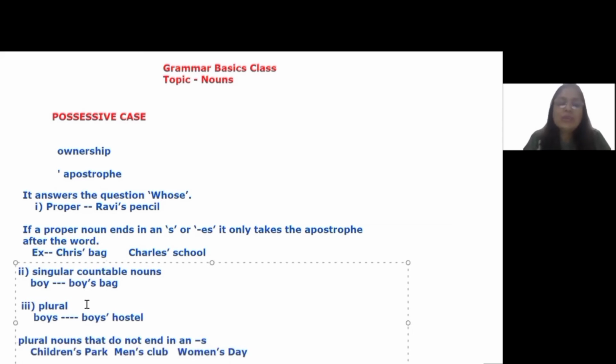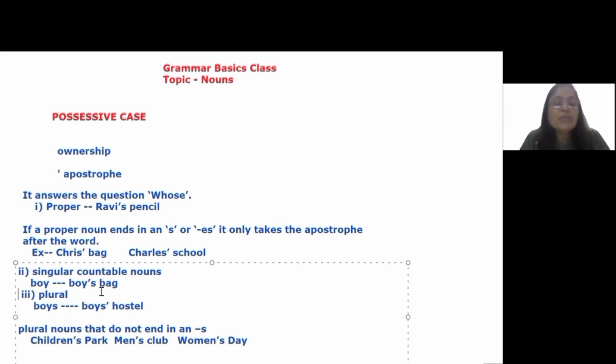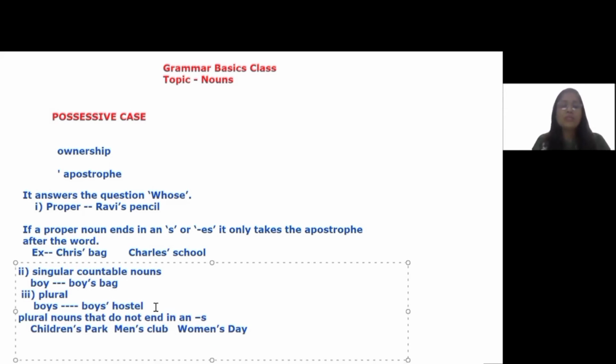When a noun is singular and countable, it will be used in this way. But then there is a problem. Even plural common nouns can have a possession. Then what should I do? The apostrophe will be taken after the S and there will be no extra S here. This is wrong. This is how it goes.